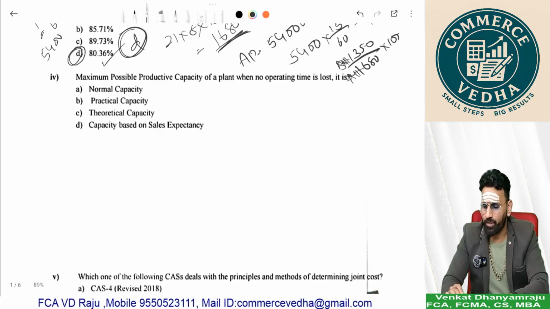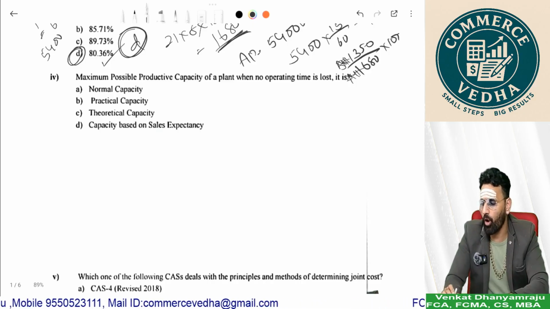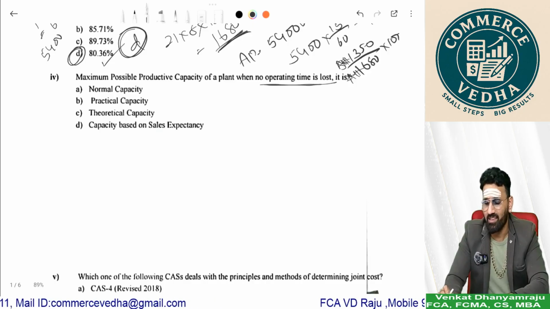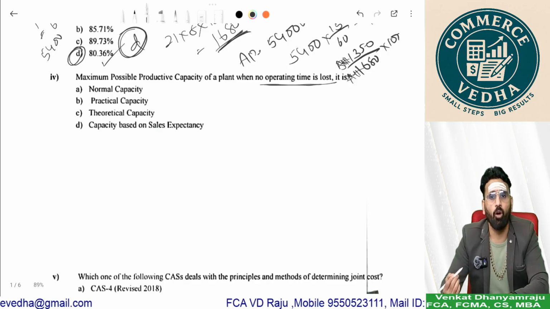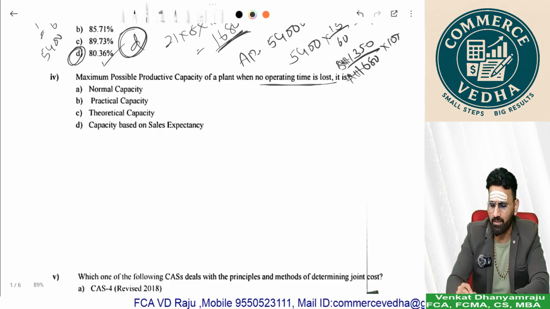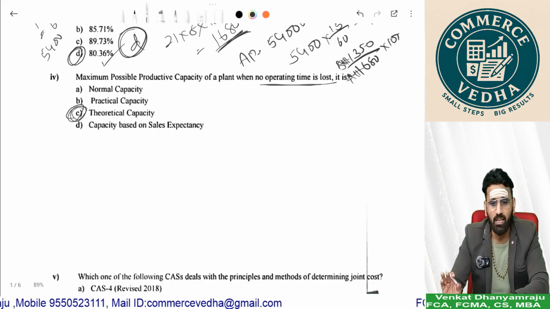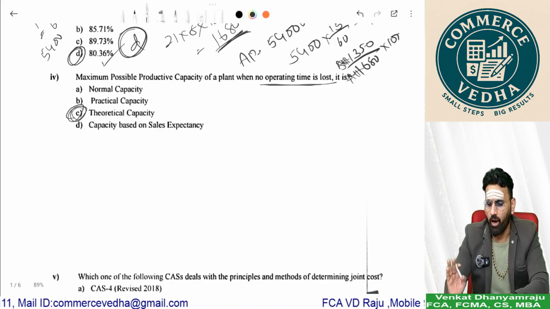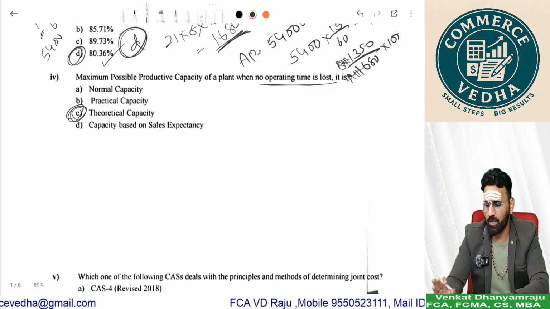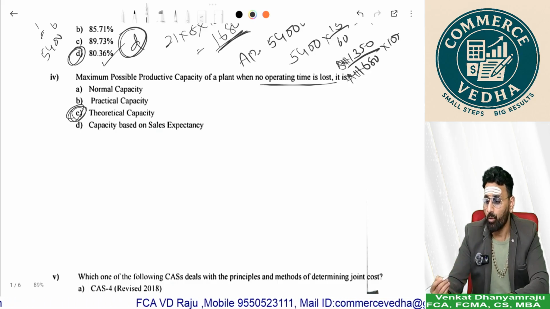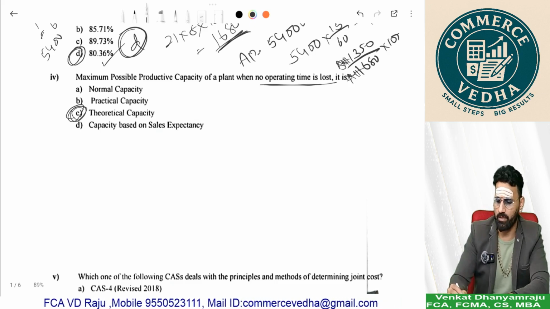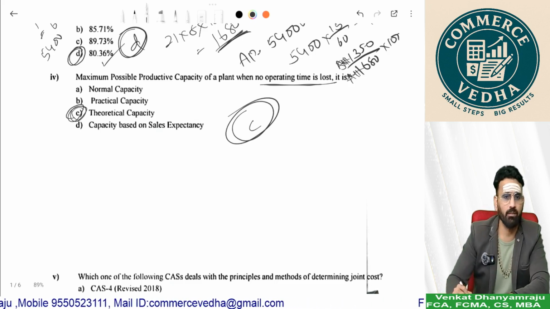Next. Maximum possible production capacity of a plant when no operating time is lost. Generally, when no operating time is lost, we consider it as theoretical capacity because it is not actual capacity. Theoretically, what is the maximum possible production capacity when a plant has no operating time loss? That is called theoretical capacity. The answer is C.